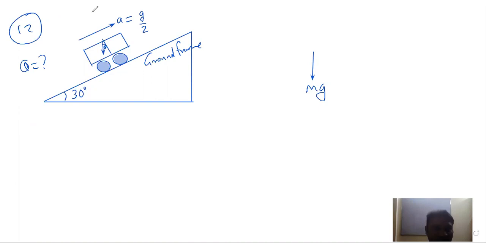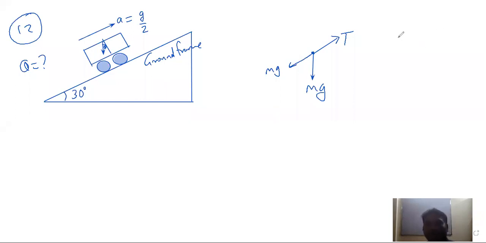Let us consider the angle. As the bob accelerates, tension will be at some angle. Let us say this is tension force T. Other than this, what is the other force? So let us consider the pseudo force. In this case, the pseudo force will be in this direction. So it will be mg by 2 into.